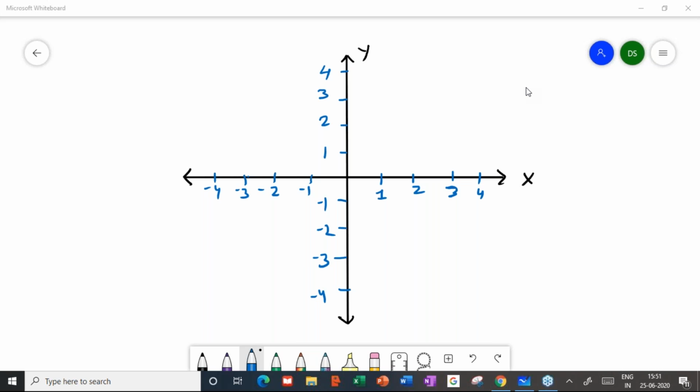Okay, so this time let's consider a point, let's say minus 4. I'll just write it here. The point we are considering is minus 4 comma 3. So it's in the second quadrant, right? So I'll just mark it with this, minus 4 comma 3. So it will be here, correct?